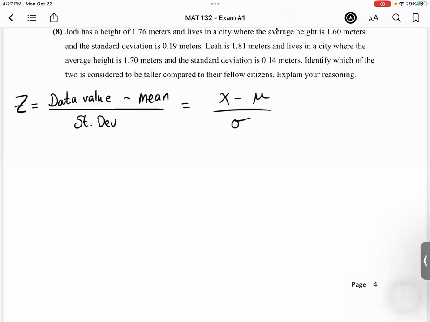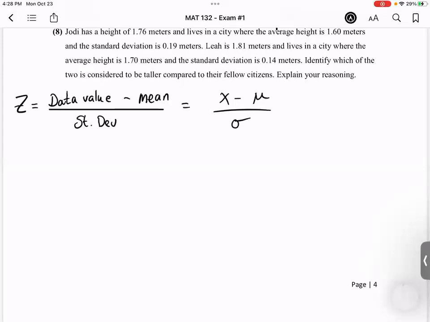Explain your reasoning. In short, we compute a z-score for both Jody and Leah, right? If you want to compare relative standing, you use z-scores. And the formula for z-score states, in plain English, data value minus the mean divided by the standard deviation. Equivalently, that's x minus mu, which is your population's mean, divided by little sigma, your population's standard deviation, okay?